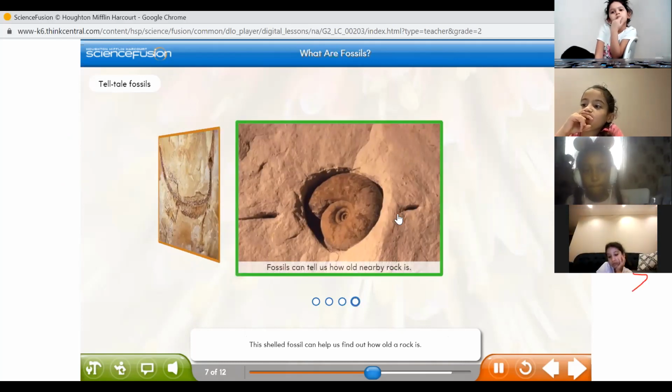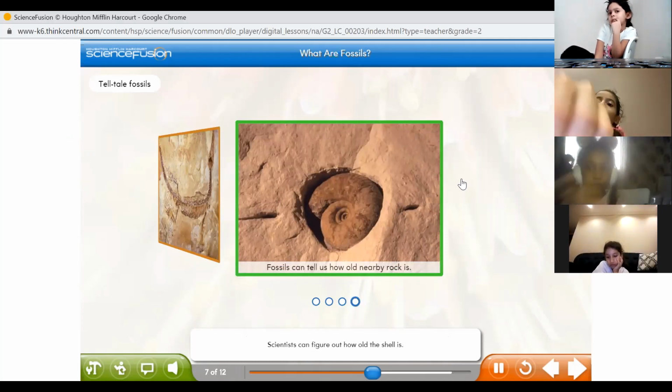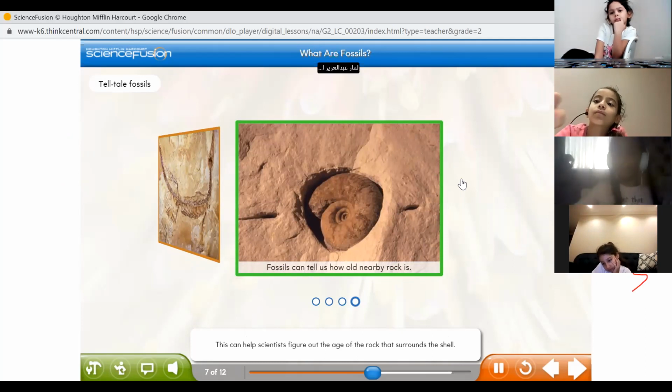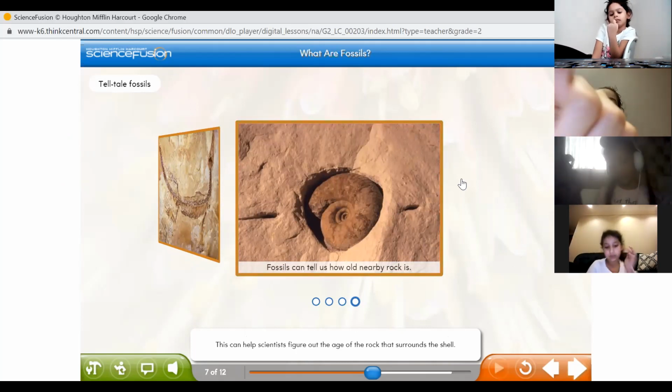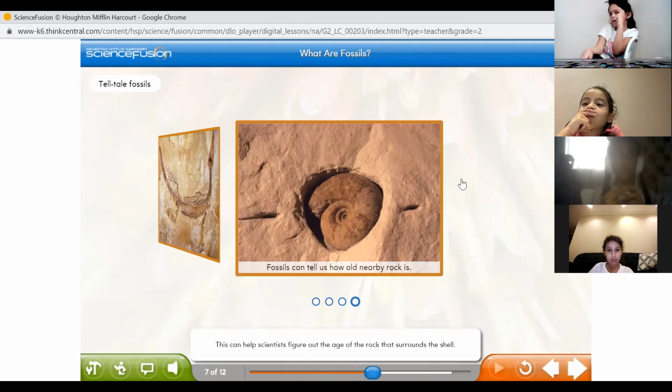This shelled fossil can help us find out how old a rock is. Scientists can figure out how old the shell is. This can help scientists figure out the age of the rock that surrounds the shell. Nice. So they can know the age of the rock from this shell. How long did it live over here from the shell? Scientists use this information to learn about the past and what happened there, because they want to collect information.